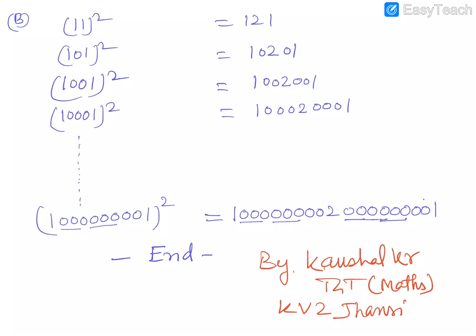Here it contains 8 zeros in between these two ones. So 1, then 8 zeros, then this one will become 2, then reverse. So these are some methods to get the squares of numbers easily.